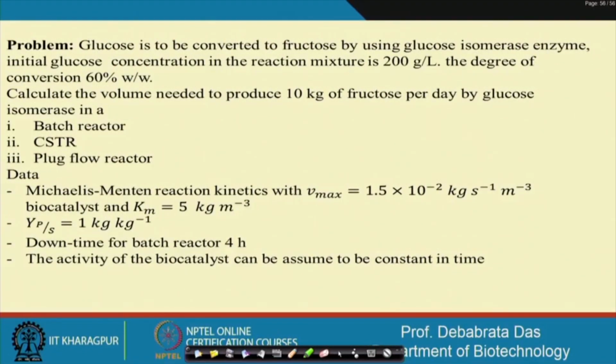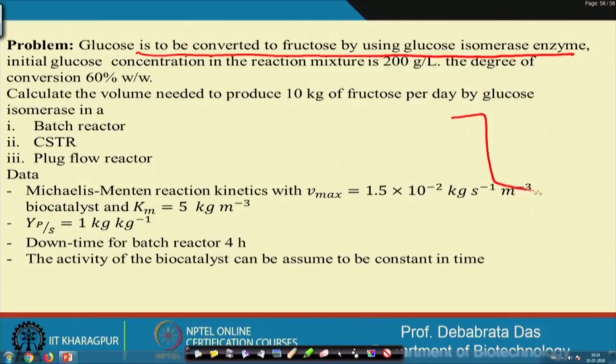Now, this is the problem I told you at the beginning, that we want to solve a numerical problem, and if we understand the problem correctly, then I hope that the concept of this reactor analysis will be very much clear to you. Now, what is this problem? The problem is that glucose is to be converted to fructose by using the glucose isomerase enzyme.